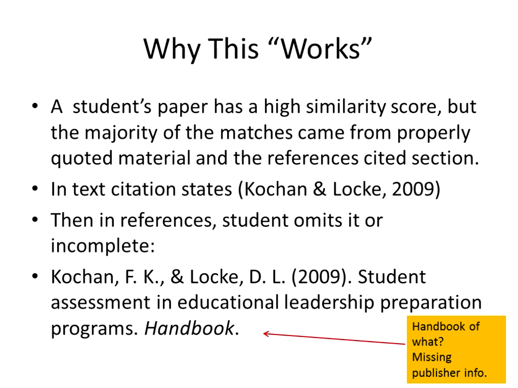The next kind of thing that students might do, and this is more of a cheating trick, is to use an incomplete or a missing citation. And so the student paper ends up with a high similarity, but the majority of the matches come from properly quoted or paraphrased material, and they list them. So their in-text citation looks like a perfectly good APA citation. So I show the example, Cocken and Lote, 2009.